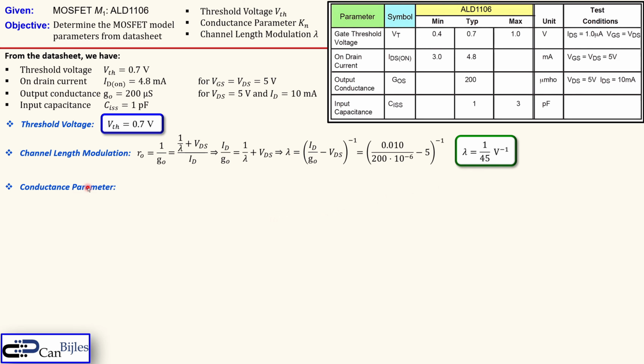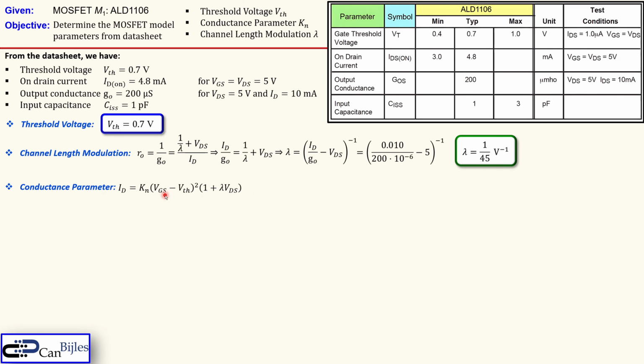Okay, how about the conductance parameter? That is the Kn. Well, our MOSFET has channel length modulation, so our current expression for the drain has this channel length modulation term in it. If this was not there, then lambda would be 0, so there would be no channel length modulation. Now we have it, so we need to include that. And this is only valid in the saturation region of operation of the MOSFET.